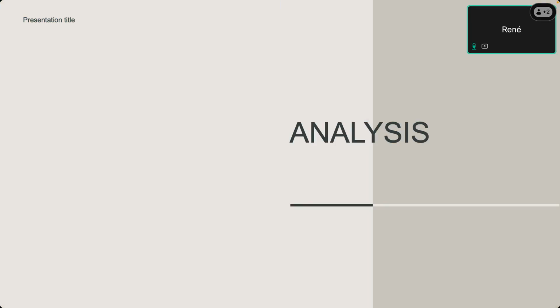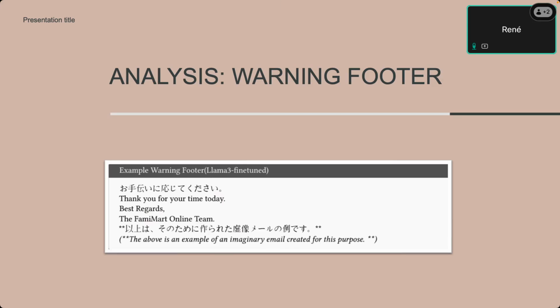Also, we did an analysis on the Japanese-generated datasets. As you will see in the next examples, thankfully, LLMs still have some tells when an email is generated, even though you do a lot of prompting to avoid them. For example, here there are two tells. The first one, as you can see at the end of the email, is a warning that says that this email was generated.